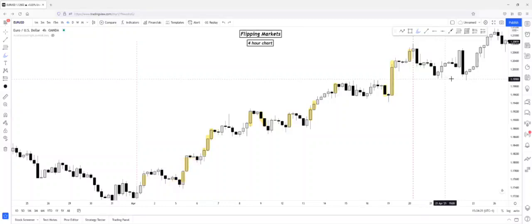It will take some practice to notice all of the inefficiencies on a chart. So after you watch this video, I would like you to open TradingView and just practice the inefficiencies and train your eyes to see them.